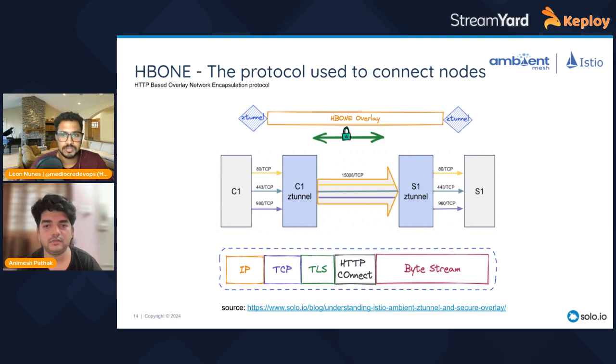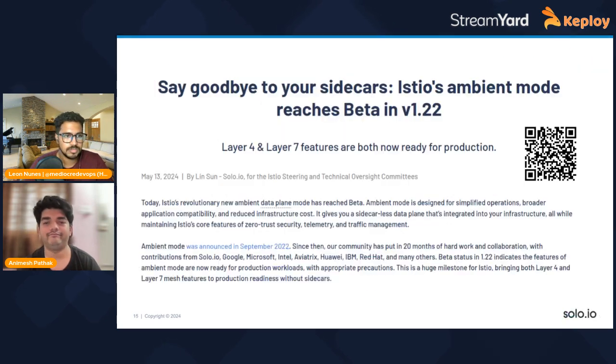Gotcha. Understood. And yeah, this is where I announced that Ambient is beta in 1.22. So the data plane is beta, and you can read about it if you scan this QR code here. You can basically read this article. This is the official Istio article that was released on May 13th, just last week or so.